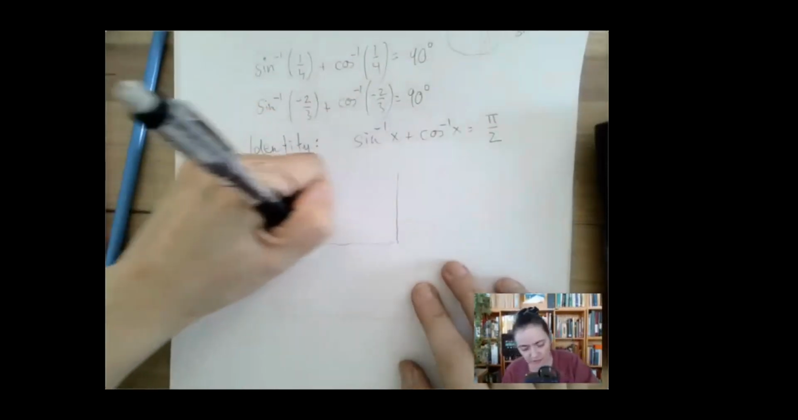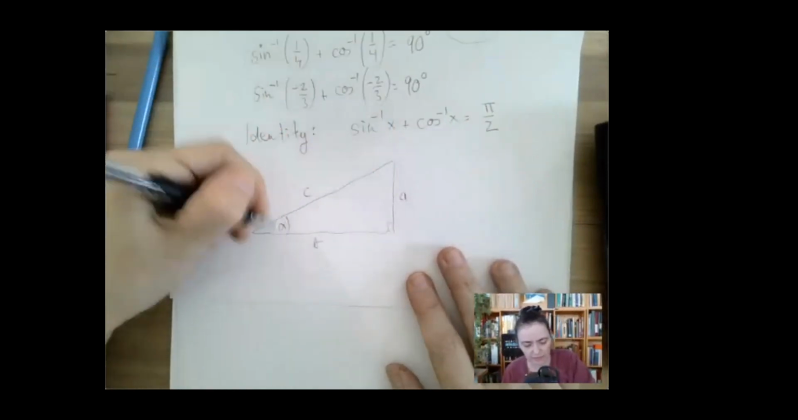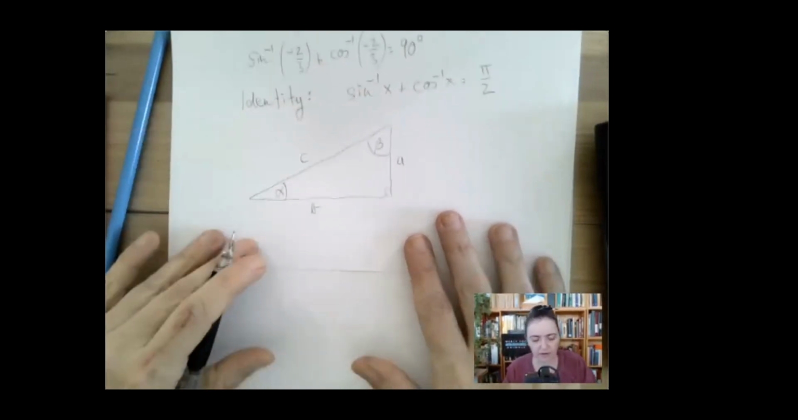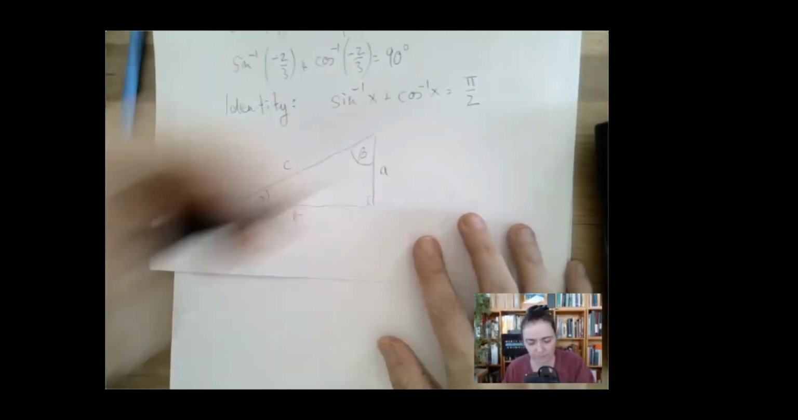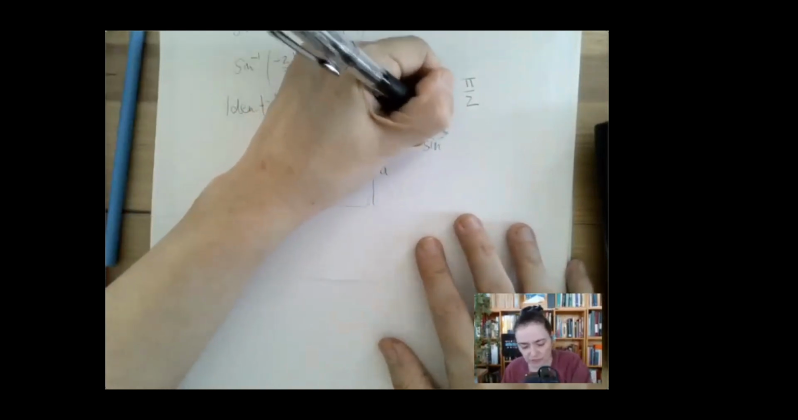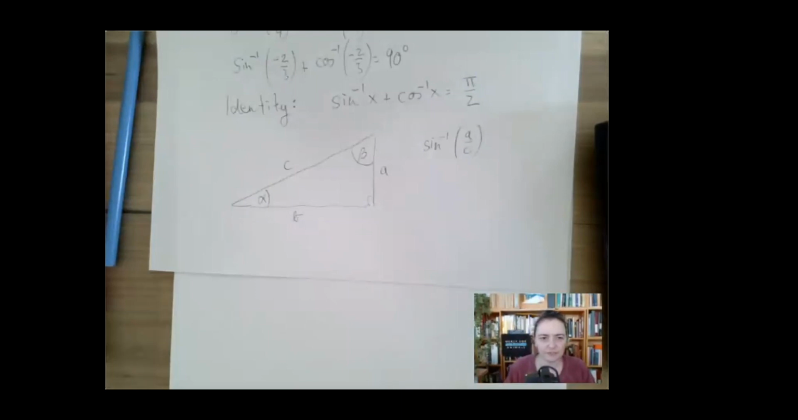Let's just say A, B, C, alpha, beta. All right. Now, let's say, what is inverse sine of A/C? You have to filter through the notation. What is it? What are you asked here?